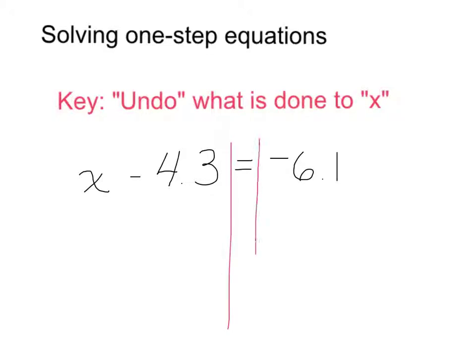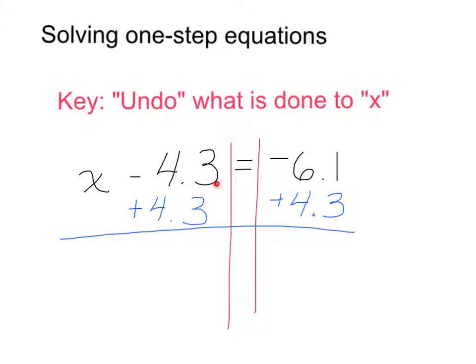I'm going to think about dividing the equation into two parts, and I'm going to find x and see that 4.3 is being subtracted from x. To undo subtracting by 4.3, I'm going to choose to add 4.3. And using the golden rule that whatever I do to one side, I also need to do to the other side, I'm going to add 4.3 to the right-hand side.